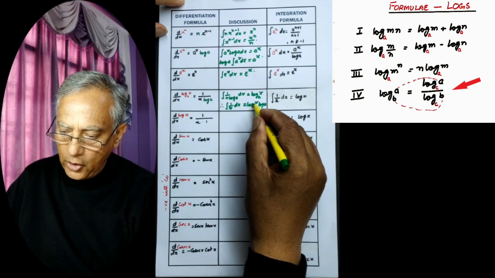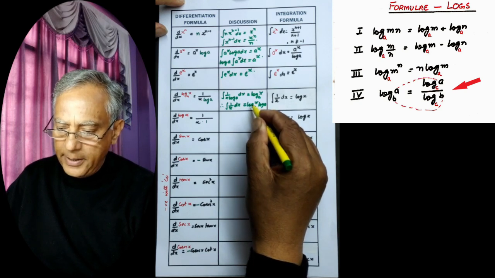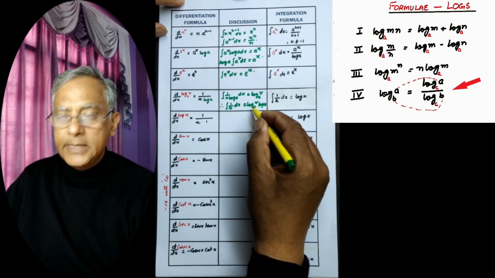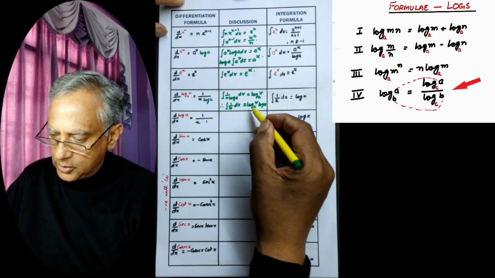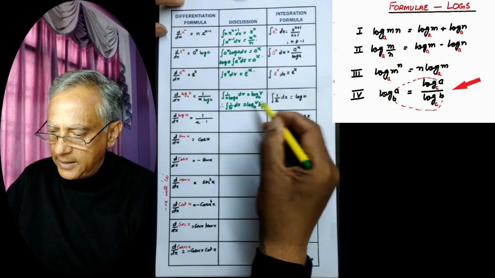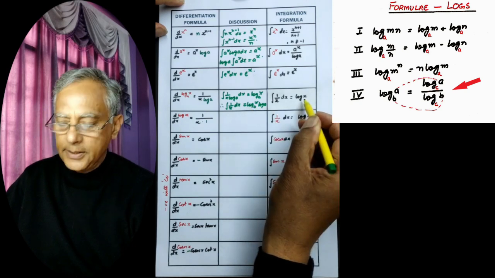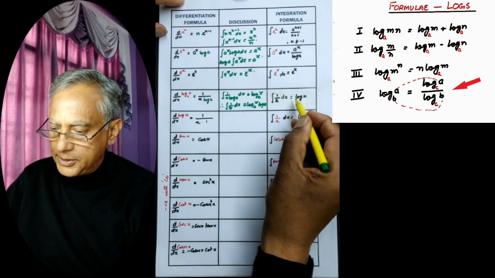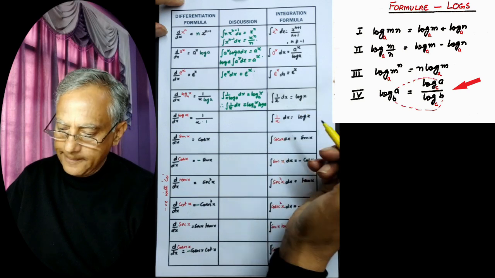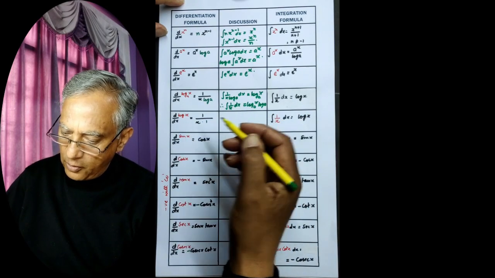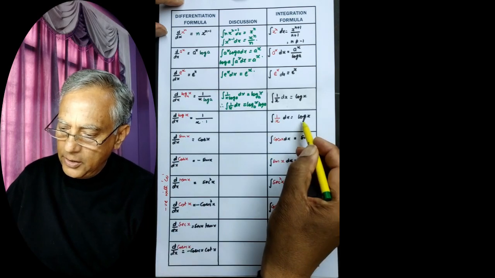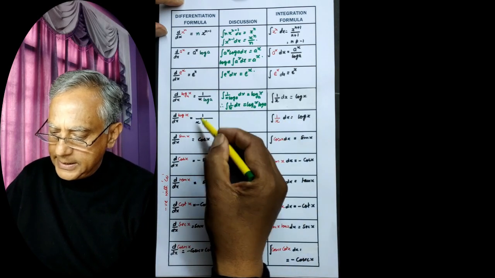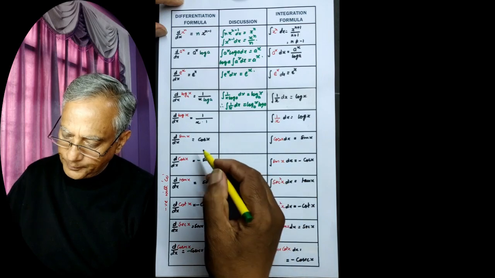and log x to the base a can be written as log x over log a by using the base changing formula. Log a will cancel and we will get log x. Integral of 1 by x dx is log x. And similarly from this we will have integration of 1 by x will be log x. Both these give the same formula.